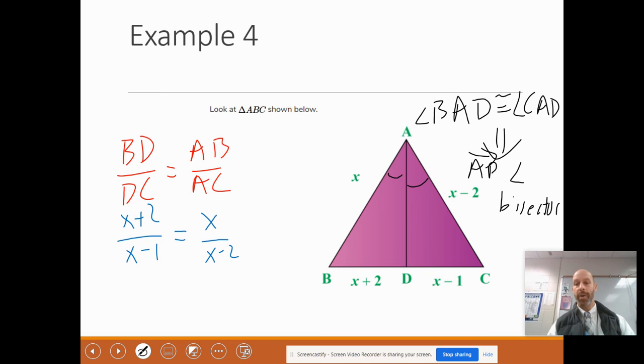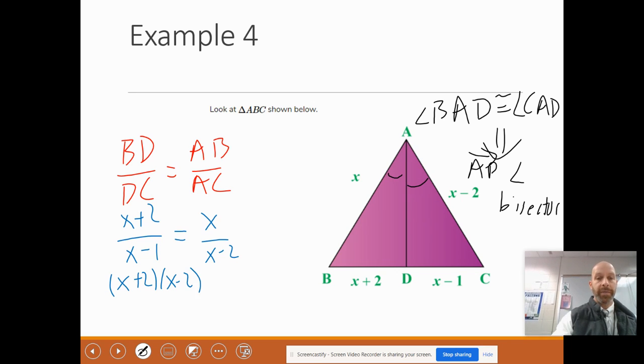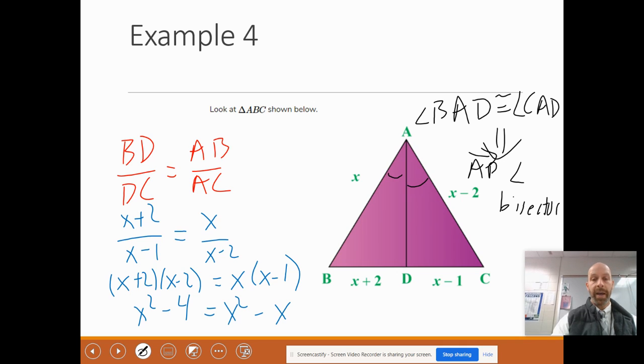Now this one's going to be a little bit harder because when we cross multiply, we're going to have to do a little bit of algebra. So we got to do x plus 2 times x minus 2 equals x times x minus 1. I'm cross multiplying. Now we've got to FOIL, so that's going to be x squared minus 4. And then this is going to be x squared minus x. Okay, I'm kind of running out of room here, so I'm going to go ahead and erase this work up here.